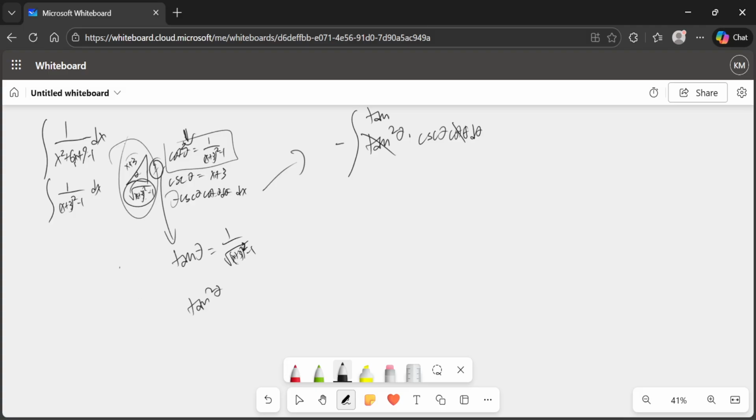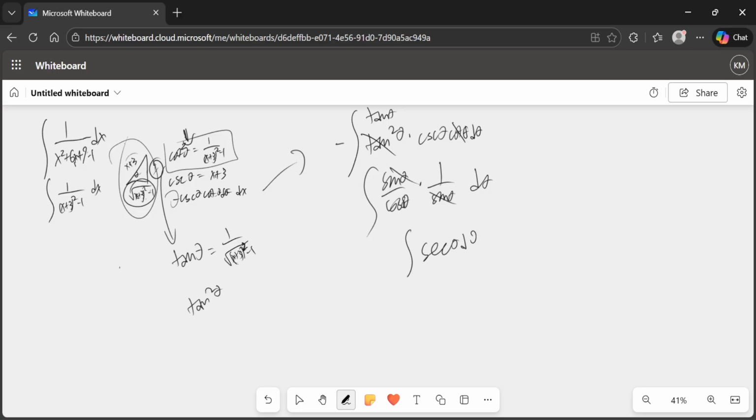Okay, so that cancels out. You get 1 over tangent theta. I'm just going to put this in terms of sine and cosine because I can tell there's only going to be one thing in the numerator, or maybe nothing in the numerator. So now, there we go. Now we have an ln because this becomes 1 over cosine. So this is secant theta d theta.